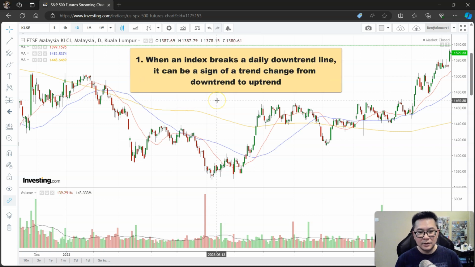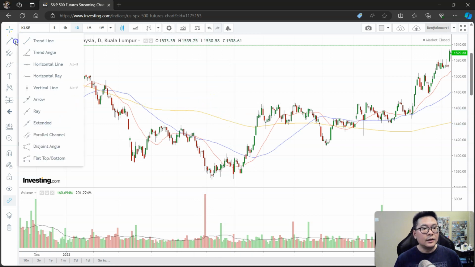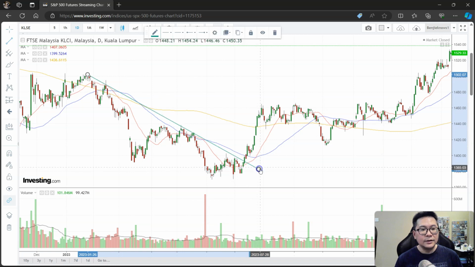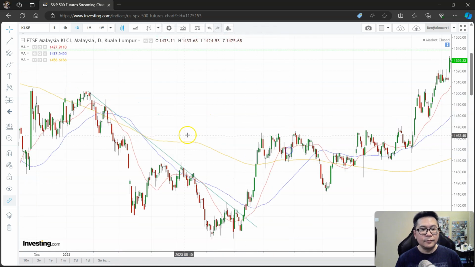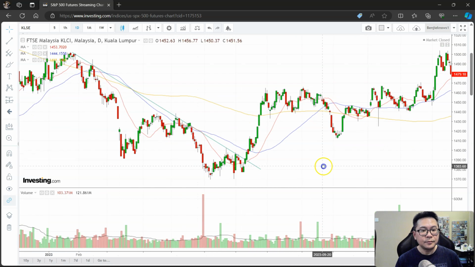Now, number 1 is when an index breaks a daily downtrend line, it can be a sign of a trend change from downtrend to uptrend. So we have the KLCI index here, and as you can see, if we draw a downtrend line here connecting various highs, there's a high here, high here, high here, as many highs as possible. It need not be perfect, but as long as you connect as many highs, there's a downtrend line.